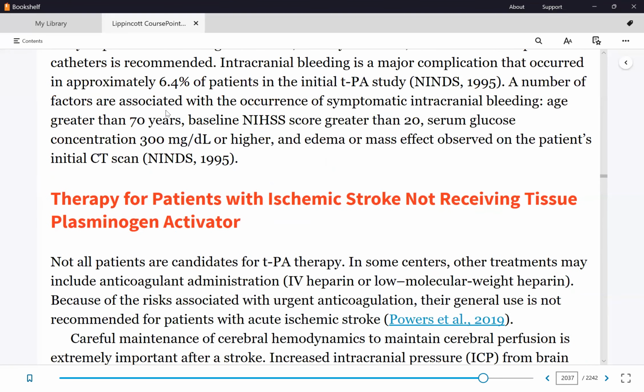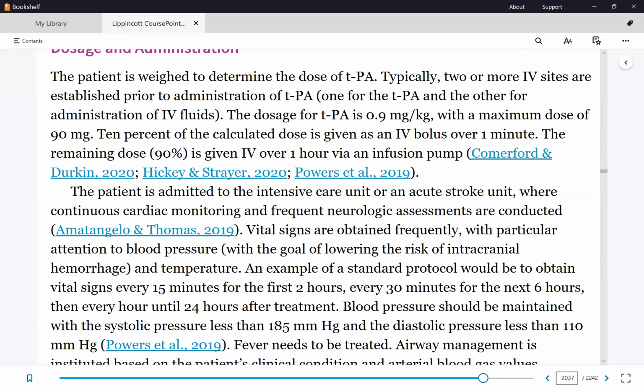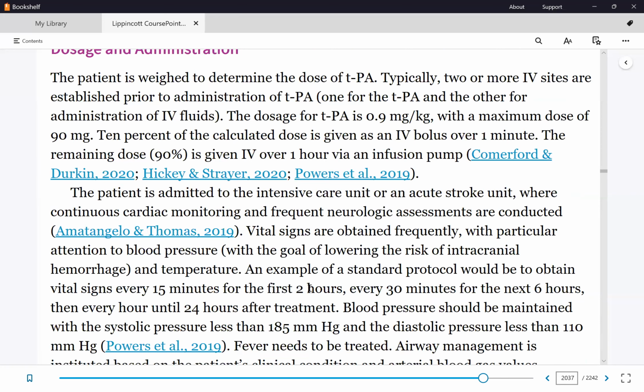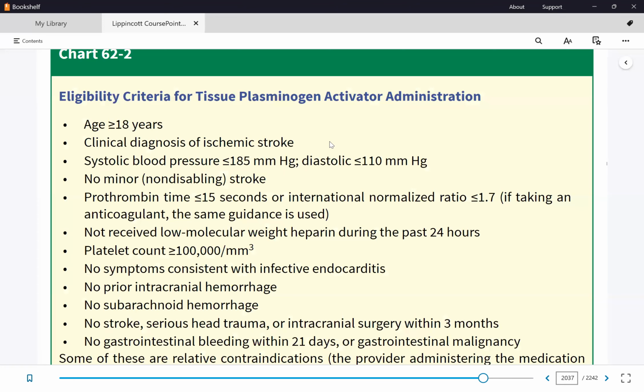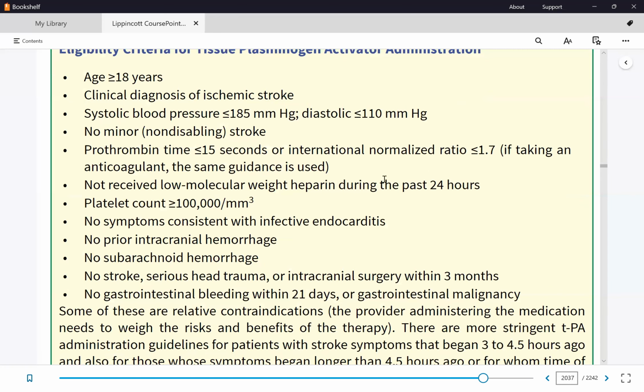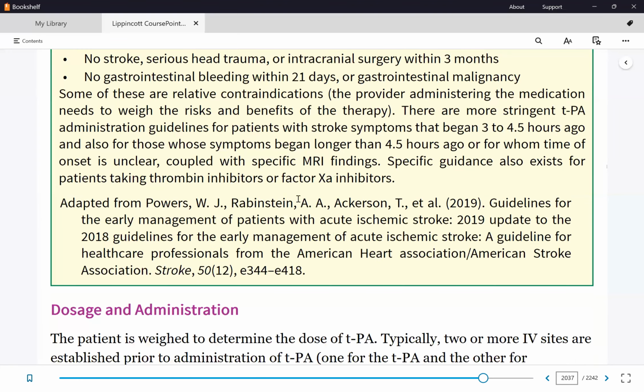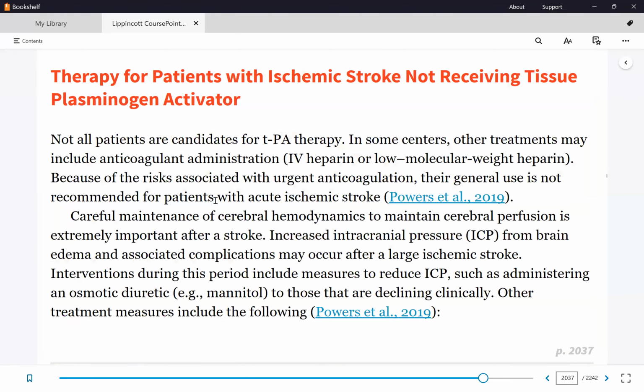Okay, so let's say the patient has no option for TPA, meaning they don't meet criteria. Let's say they had a stroke within the last 3 months, or they're on an anticoagulant, they received heparin in the last 24 hours, meaning there are contraindications for alteplase, so they can't get it. So these are the other options. So we can give heparin only.